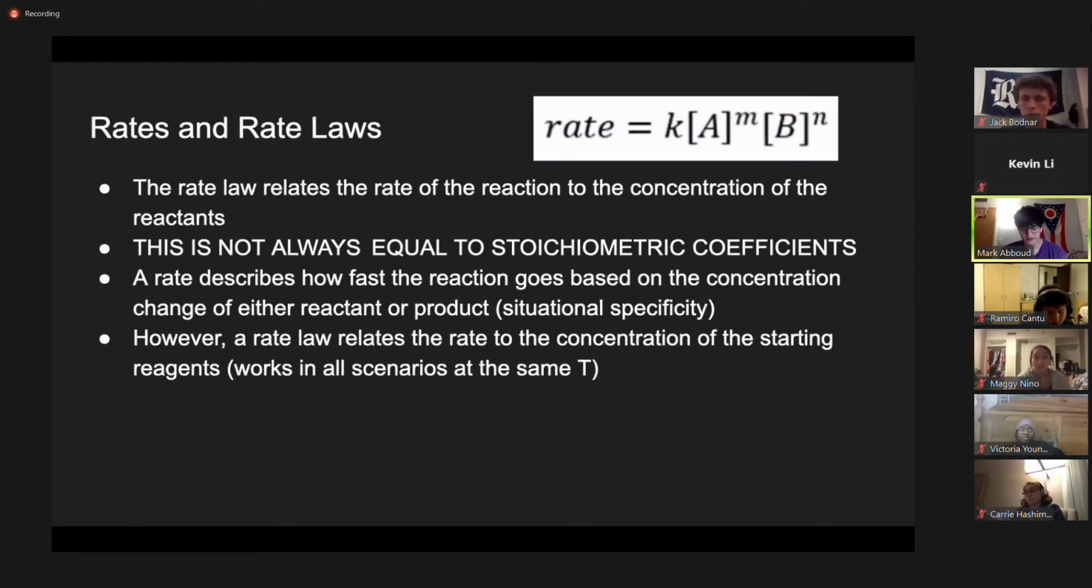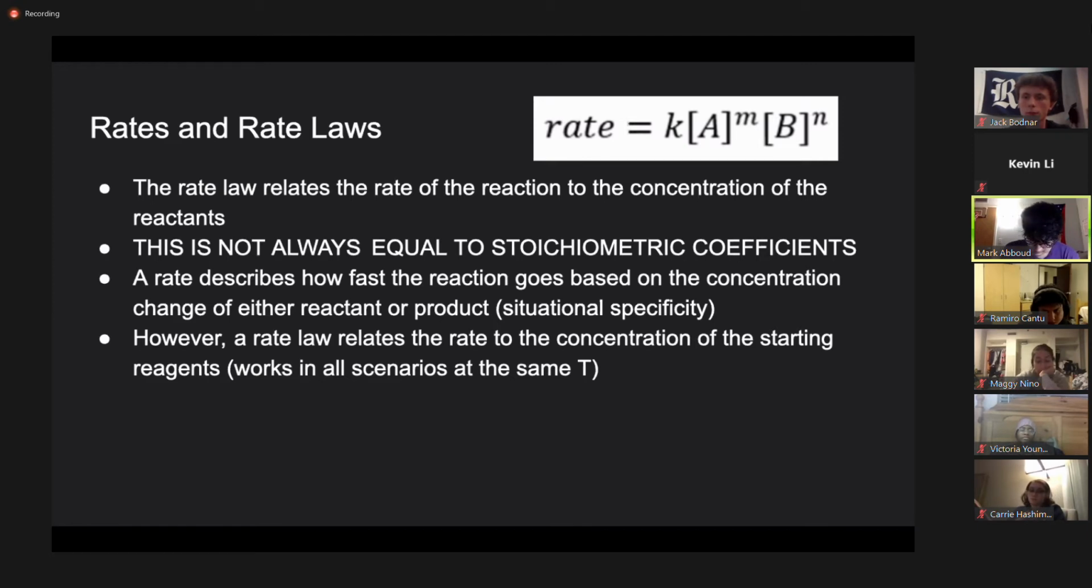A rate describes how fast a reaction goes based on the concentration change of either reactants or products. However, a rate law relates the rate to the concentration of the starting reagents. An important note is that rates and rate laws are different at different temperatures, because temperature will adjust the Maxwell-Boltzmann distribution, which will change how fast the reaction proceeds.